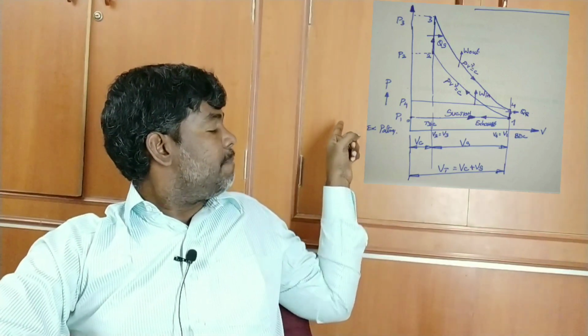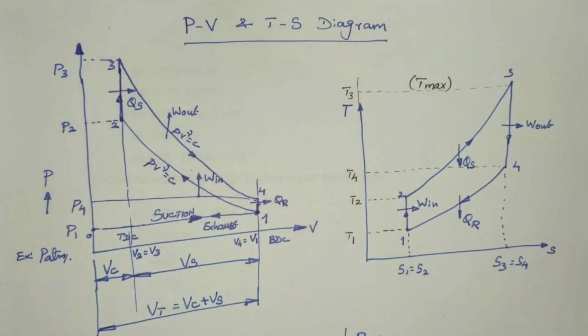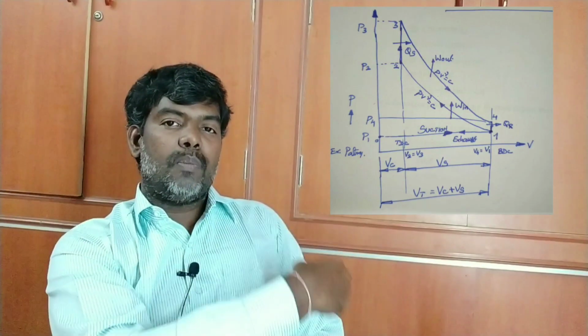First, 0 to 1 is suction. 1 to 2 is compression, which is isentropic, so 1 to 2 is isentropic compression. Next, 2 to 3 is a vertical line, which is a constant volume process. Next, 3 to 4 is again a curve, isentropic expansion, and 4 to 1 is a vertical line, also a constant volume process.